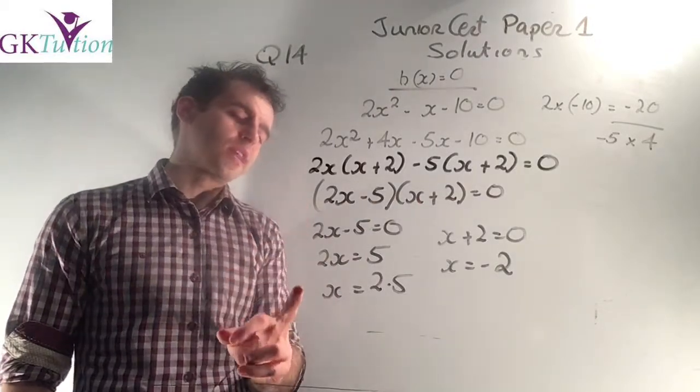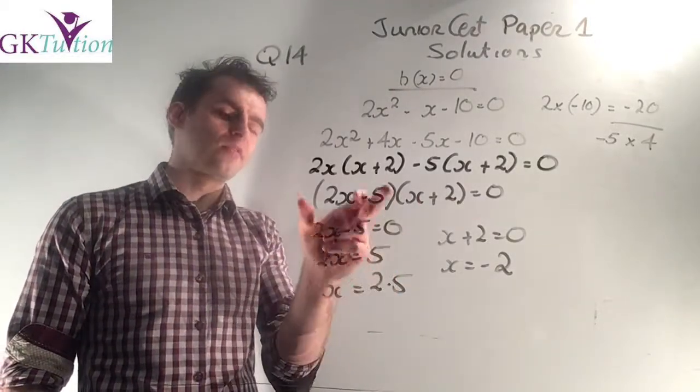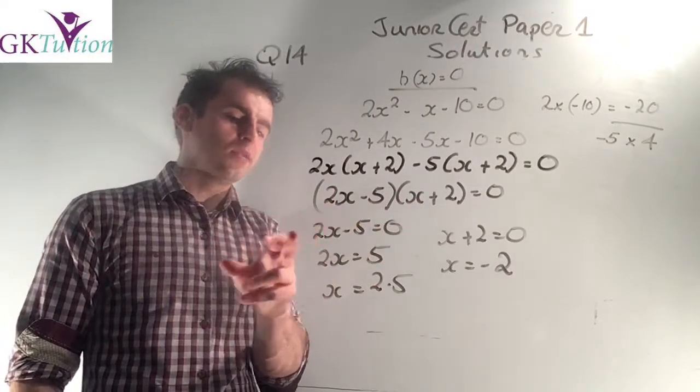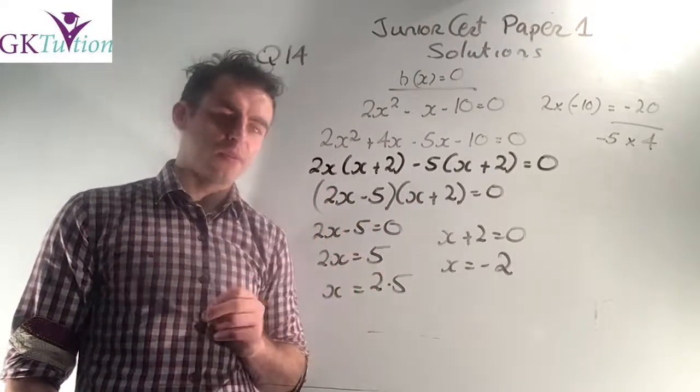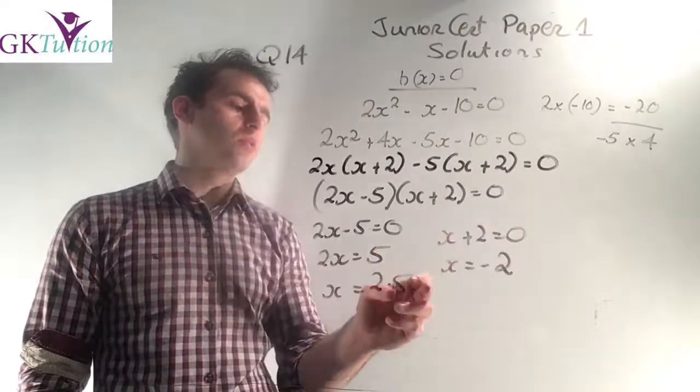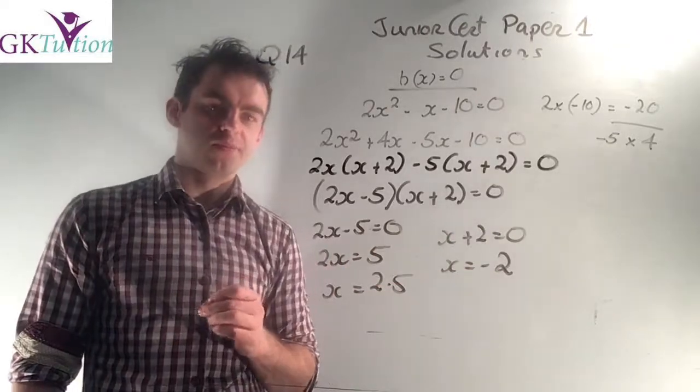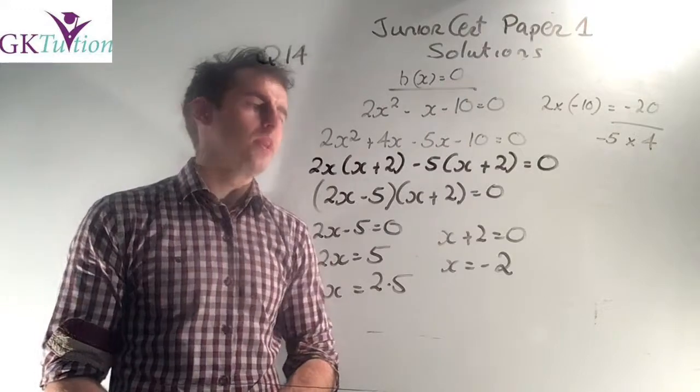So if you factorize that, you get 2x minus 5 equals 0. If you solve it now, you get 2x minus 5 equals 0, which means 2x equals 5, which means x is 2.5. You get x plus 2 equals 0, which means x is minus 2. Now let's continue on. We're going to do part B as well.